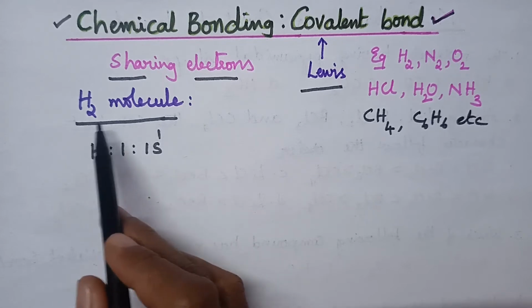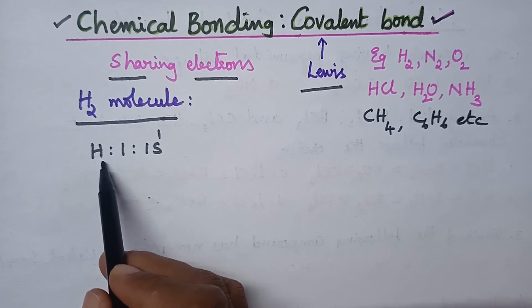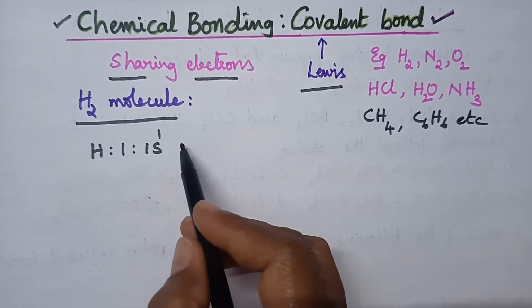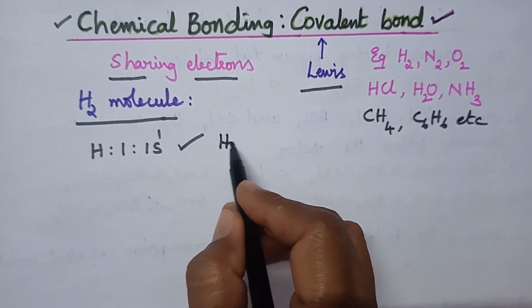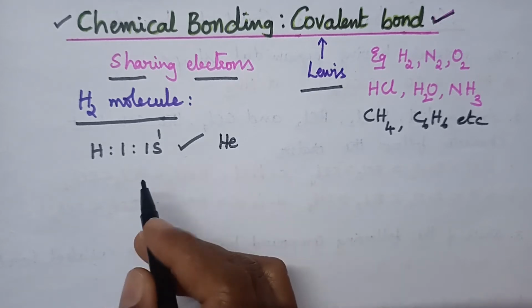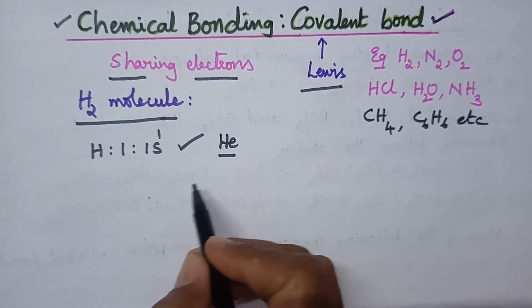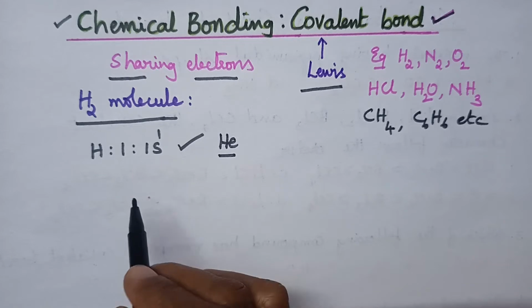During the formation of hydrogen molecule, let us consider the atomic number of hydrogen. It is 1. Its configuration is 1s1. So, in order to attain stability, it requires helium configuration and it lacks one electron. And remember that always the electrons present in the outermost orbit participate in chemical bonding.